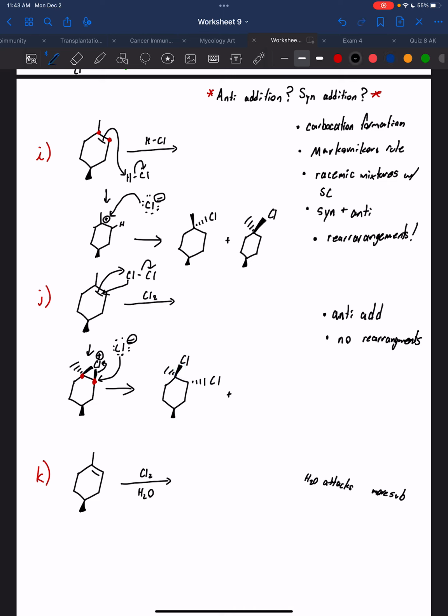If you wanted to write another product, or I guess you should write another product, because there's two ways you could have written this original bridge. They could both be on the wedge or the dash, right? But that means that in this new product, you'll get your more substituted chlorine on the dash, and your less substituted chlorine on the wedge, and it's still considered anti-addition. But again, we only showed the mechanism to make one of them, but you get both products for sure.